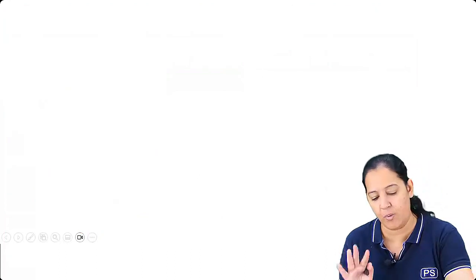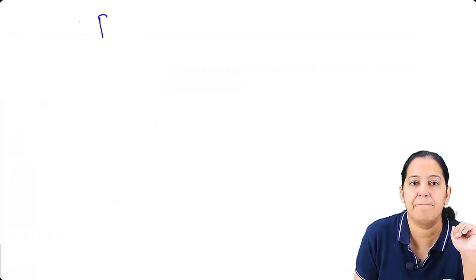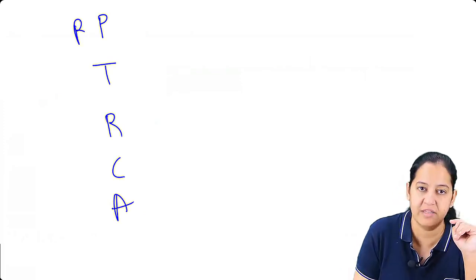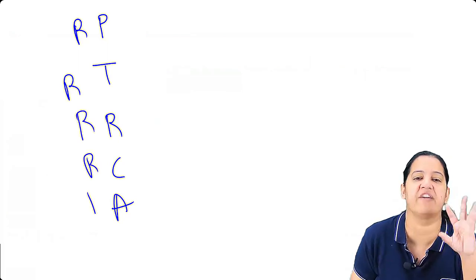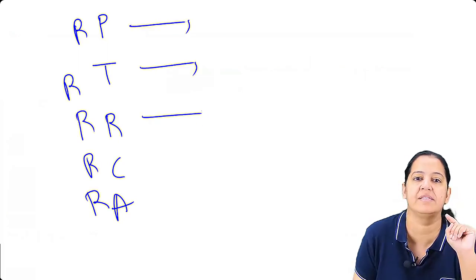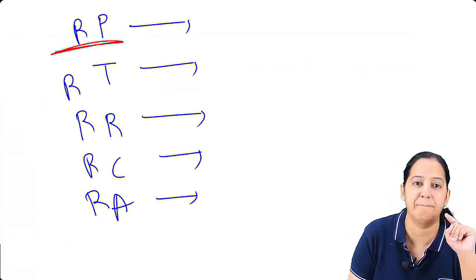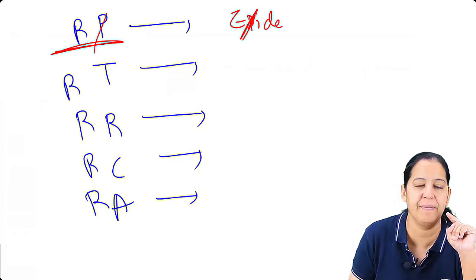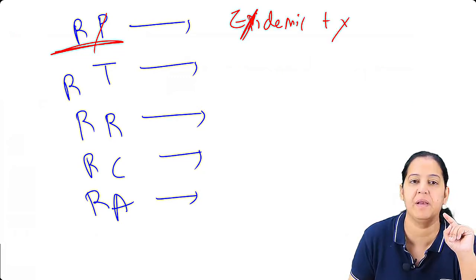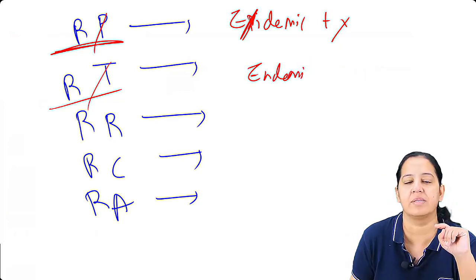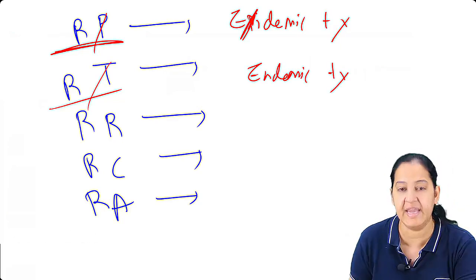Let me tell you how I learned. Listen, tell me the 5 bacteria. Say, ma'am, P, T, R, C, A. Say the full form. These are the 5 bacteria. Now tell me the diseases caused by them. Who will tell me the diseases? Quick. Rickettsia prowazekii, P for P. It causes epidemic typhus. RT causes endemic typhus. We have learned it like ENT.